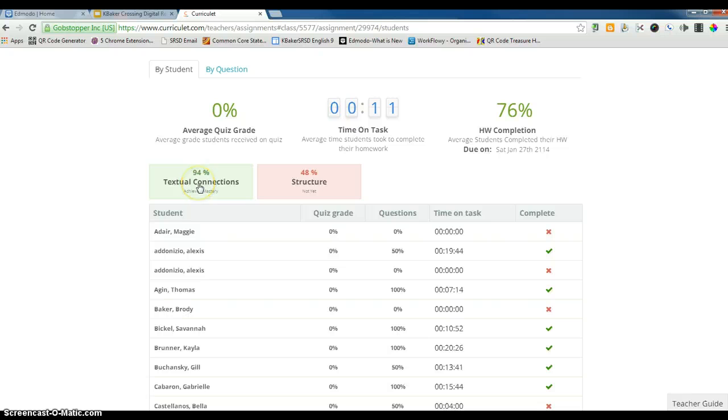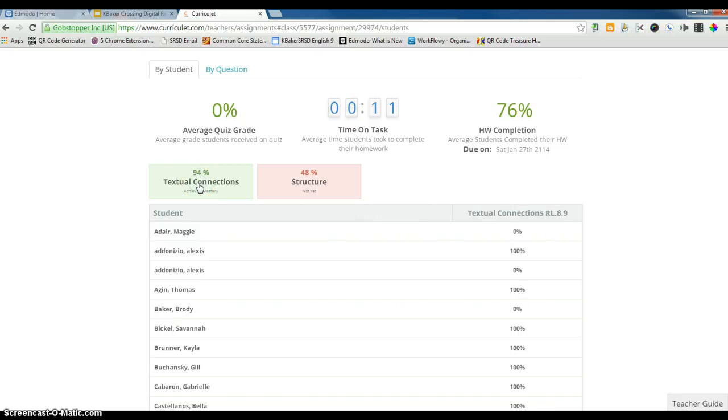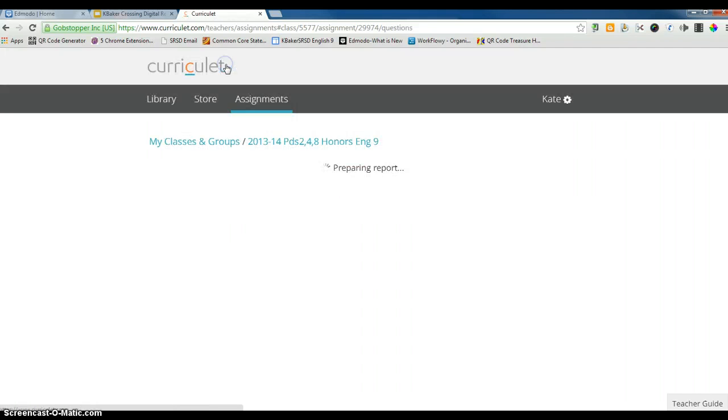I can also see that as far as textual connections go, 94% have achieved mastery for this Common Core standard. 48% have achieved proficiency for structure. So this tells me that I also need to go back through and teach to them, to target these 2 Common Core standards.